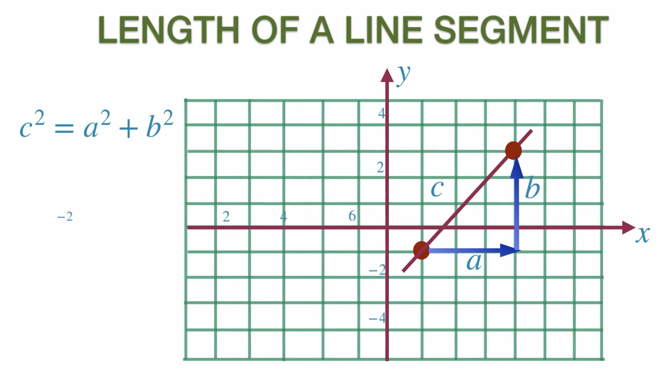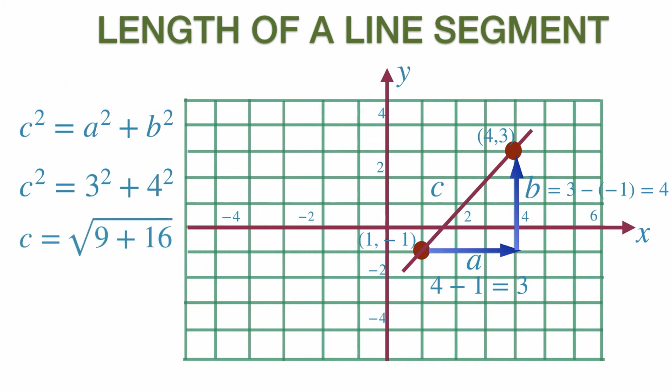Now suppose that two coordinates were 1, minus 1 and 4, 3. Then the horizontal length of the triangle is given by subtracting the x coordinate 1 from 4, which is equal to 3 units. Vertical height of the triangle is given by subtracting minus 1 from 3, which is equal to 4 units. Using the Pythagoras, we can relate the length of the line connecting 2 points. If we let c be the length of the line, then the equation can be written as c squared equals 3 squared plus 4 squared. We can then square root both sides to give c equals 5.